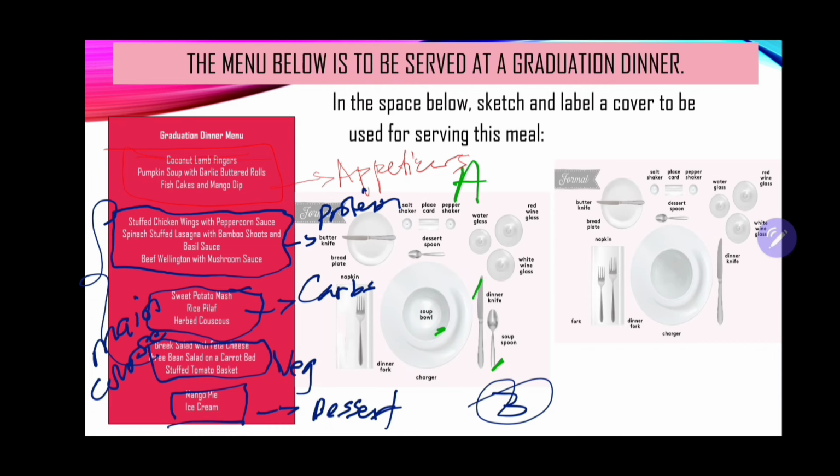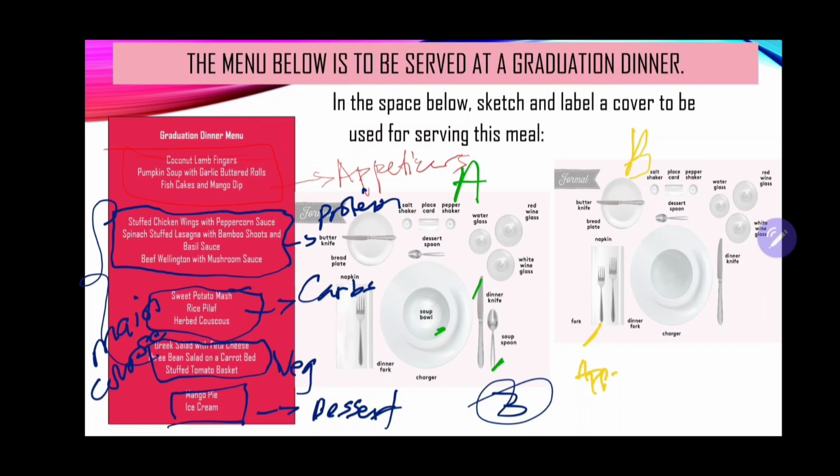Good. Now, if we were supposed to choose another option, right? Say let us go with coconut lamb fingers. You notice in figure B, there's no soup spoon and there's no soup bowl. And the reason for that is this student at her graduation dinner is not going to have the soup option, right? So they may have the fish cake or they may have the coconut lamb fingers, and that is why you have 2 forks here. So you eat from outside in. So the first fork here would be for the appetizer, and the second, of course, you see there is your dinner fork.